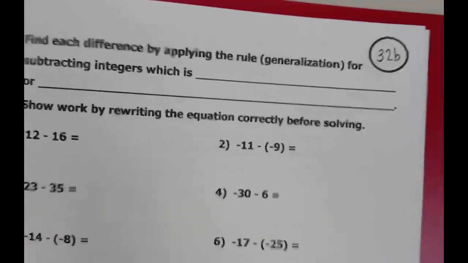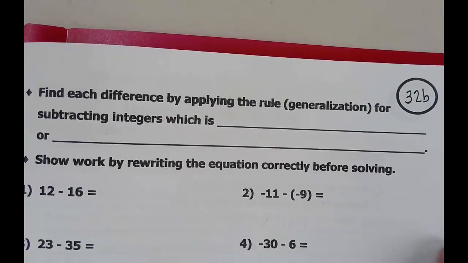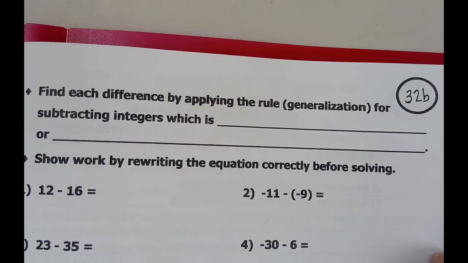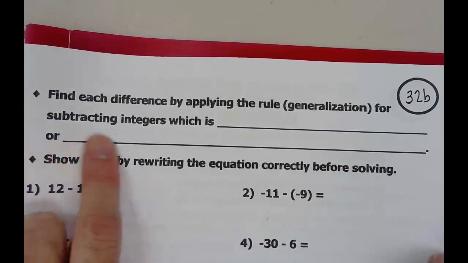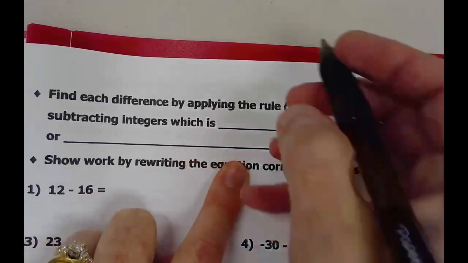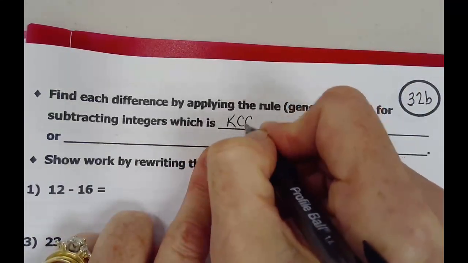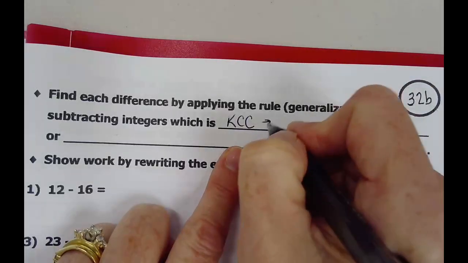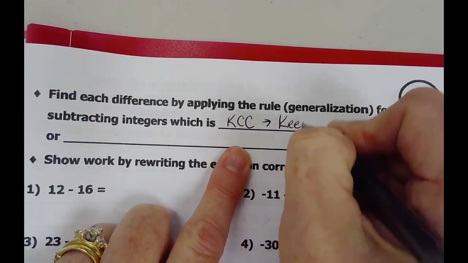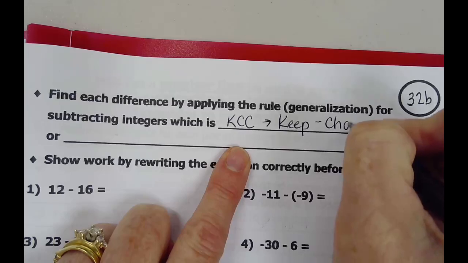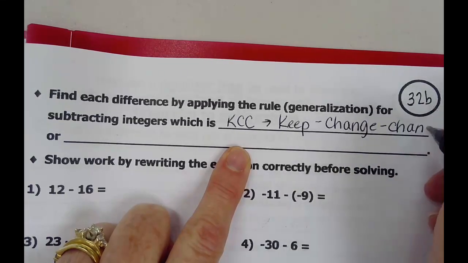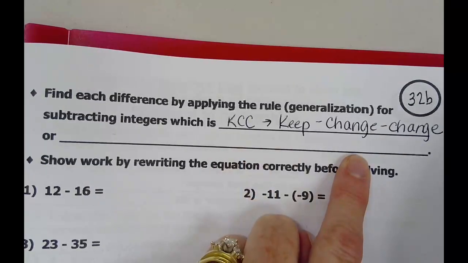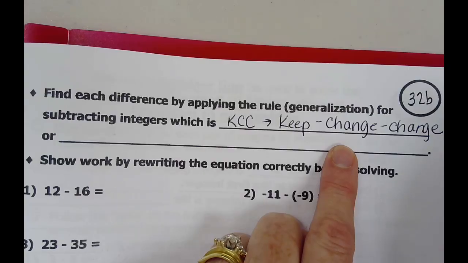For each difference, we're going to find each difference by applying the rule or generalization for subtracting integers, which is KCC, which reminds us to do what? Keep, change. All right, what we're keeping is that first number. We're changing the subtraction to addition.